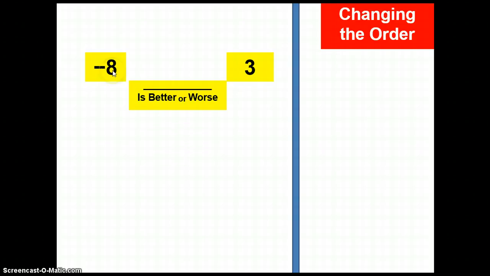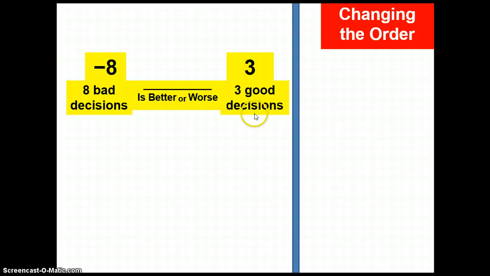So last time we said, is 8 bad decisions, remember, 8 bad decisions would mean negative. There's a connection there. So if you think about 8 bad things that somebody does, is that better or worse than 3 good things somebody does? It's worse, right? It's worse.